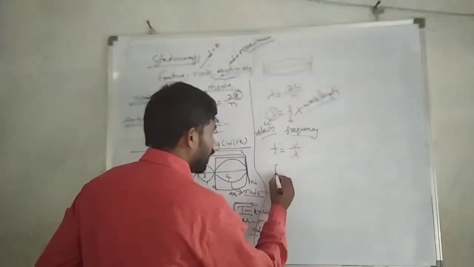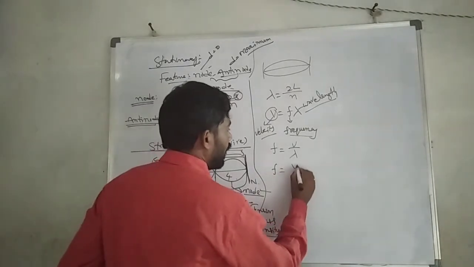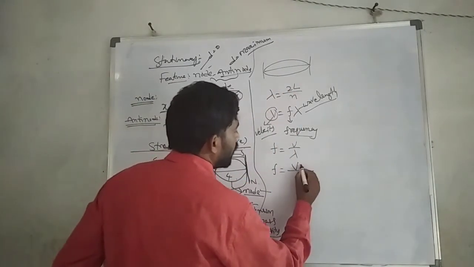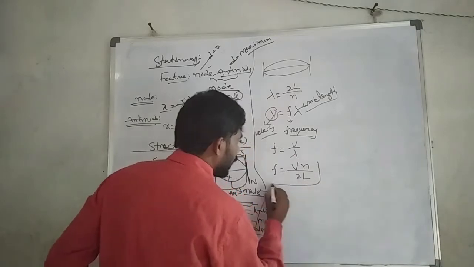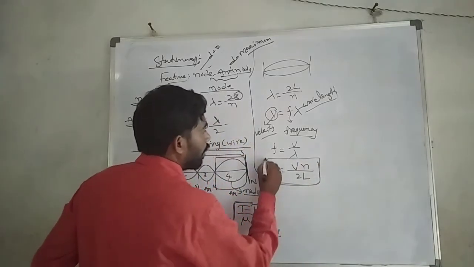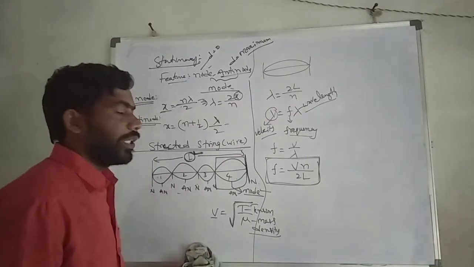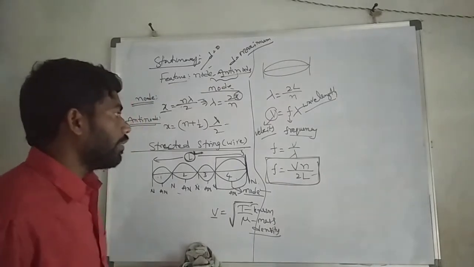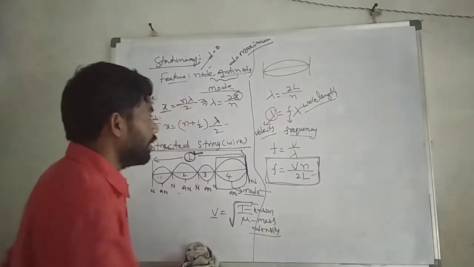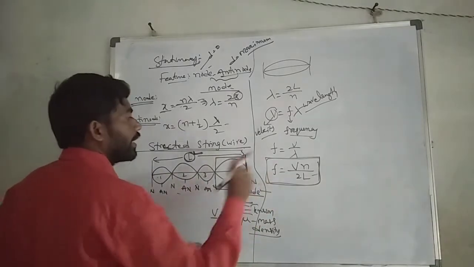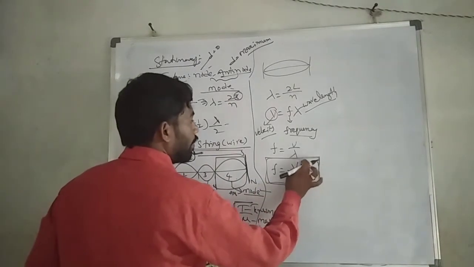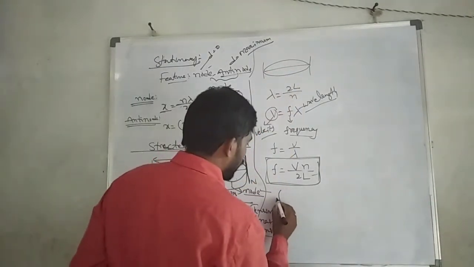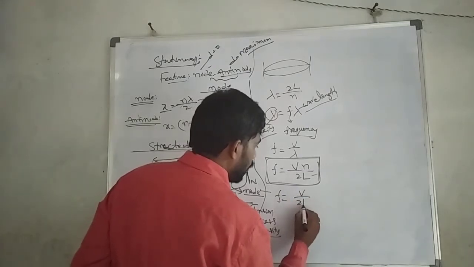So the frequency f equals v by lambda, which means n by 2L. This is one of the fundamental formulas: frequency equals vn by 2L. L means the length of the wire, and n means the number of modes. In this case, taking only one mode, f equals v by 2L.